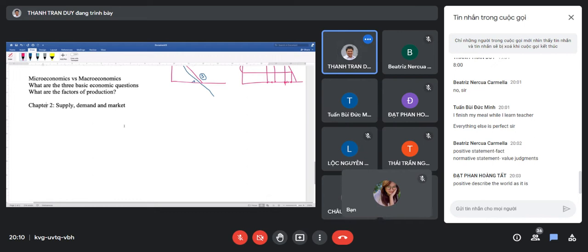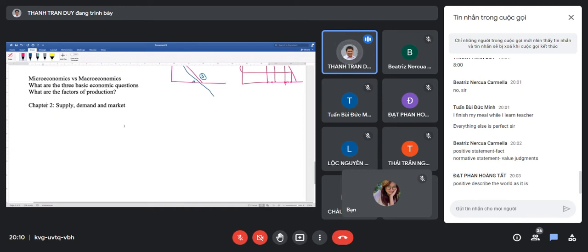Yes? Teacher, as I remember, the determinants of demand are the expectations, the substitutes, the complements, and the customer's income. What else? Let me think. Now, thank you.